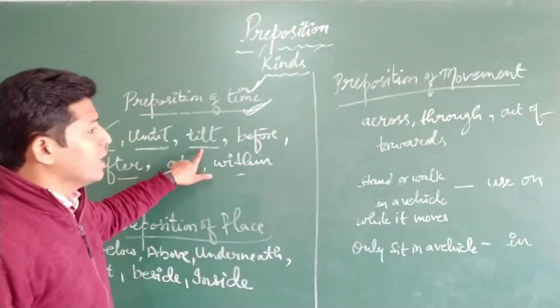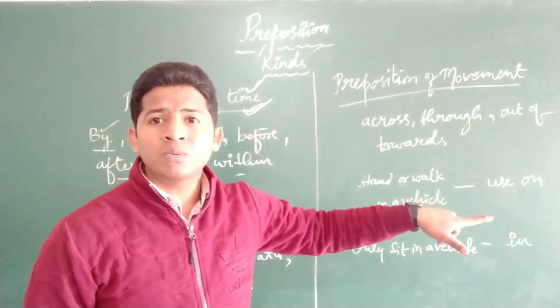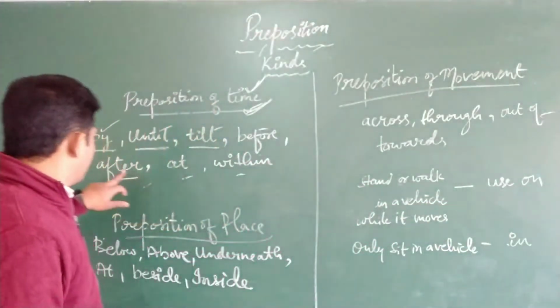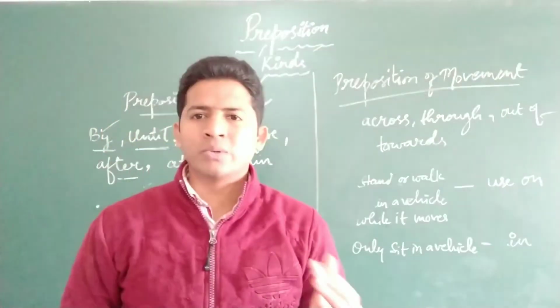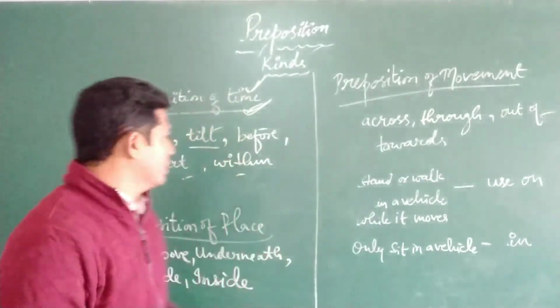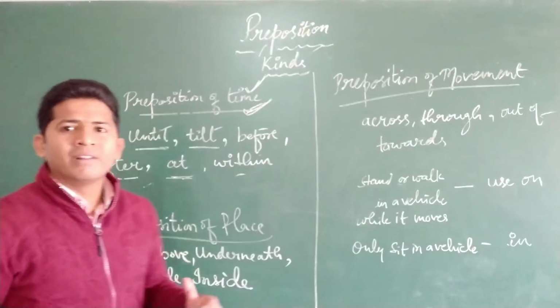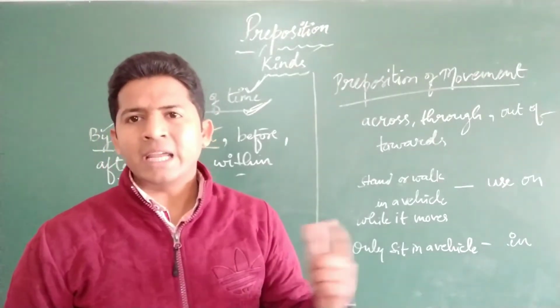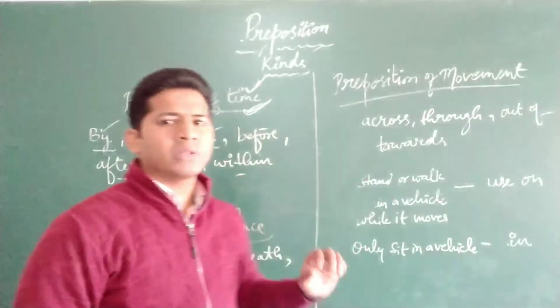The same word can be used in the context of place as well. One prepositional word can be used either in the context of place or time. In both cases they can be used. The best example is at. If I say I will reach the airport at 8 a.m., here at shows time. So it is a preposition of time.